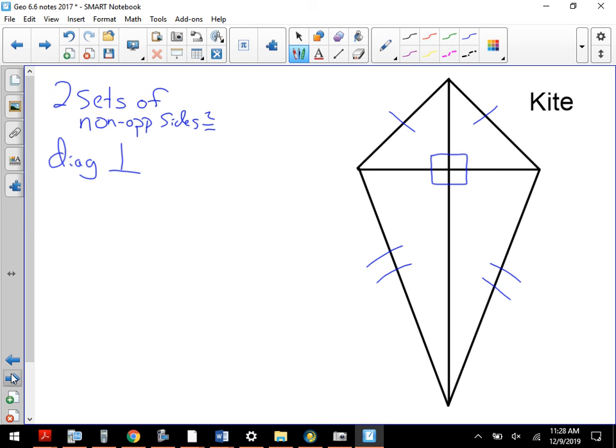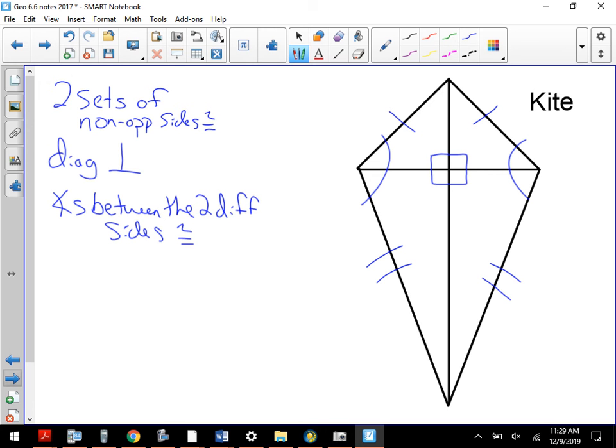The angles between the two different sized sides are congruent. Here's what I mean by that. See how these are the two different sides? One tick mark, two tick marks. The big angles that are between them are the ones that are congruent. Those two big angles are going to be the same.